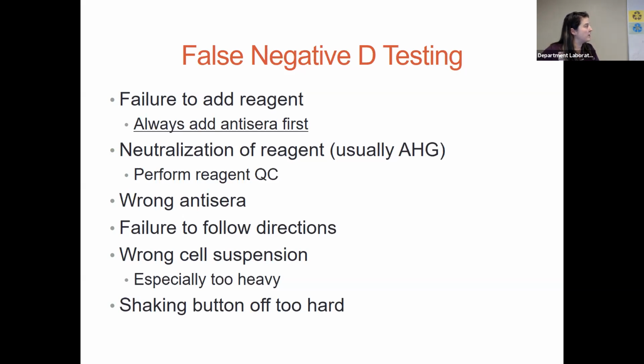If you have all that excess protein from improper washing, it can neutralize your AHG and cause a false negative. If you use the wrong antisera, right? If you add anti-D to your control tube, that could cause a false positive. If you add control to your Rh test tube, that could cause a false negative as well. So make sure you add the appropriate reagent to the tube.